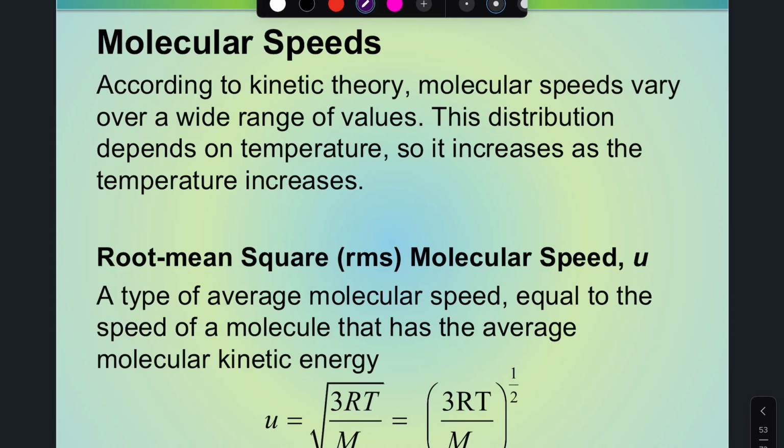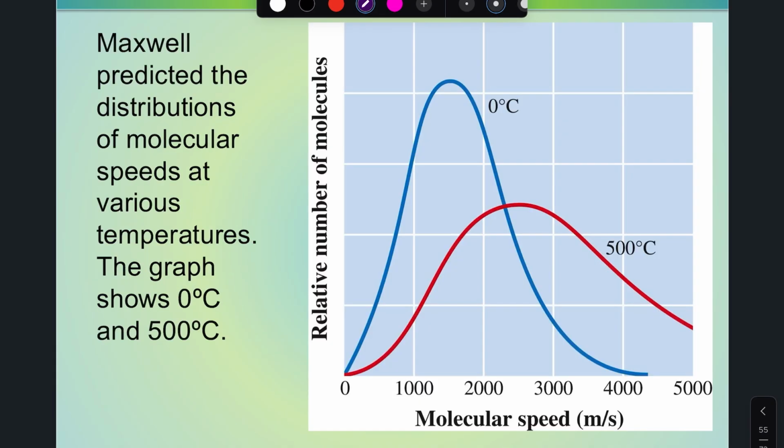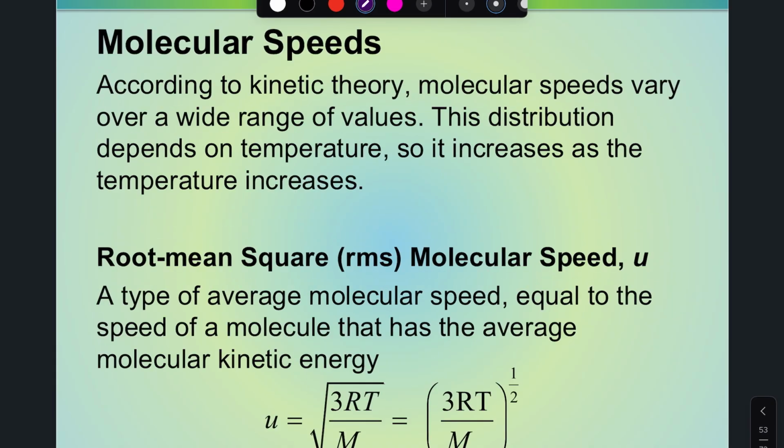And so let's talk about molecular speeds. According to kinetic theory, molecular speeds are going to vary widely, and so this is going to be a distribution. But this distribution is going to depend on the temperature, and so it's going to increase as the temperature increases.